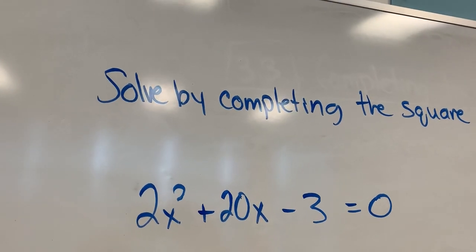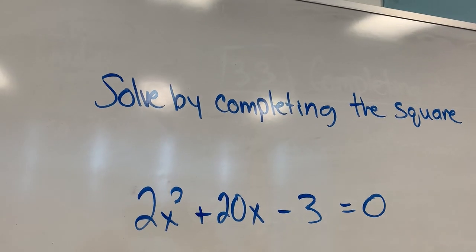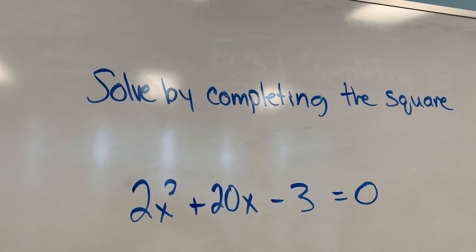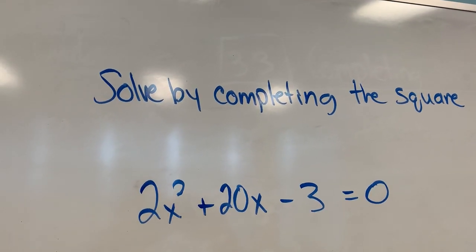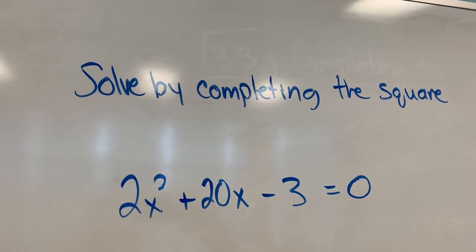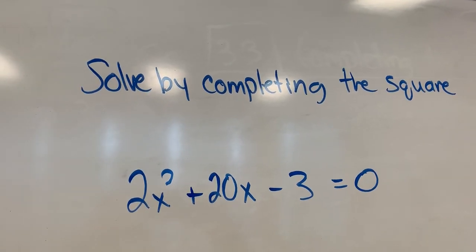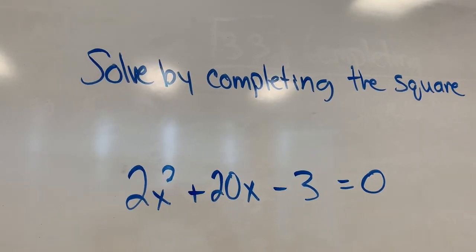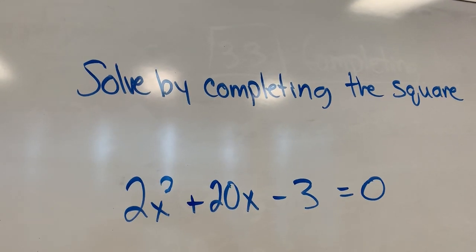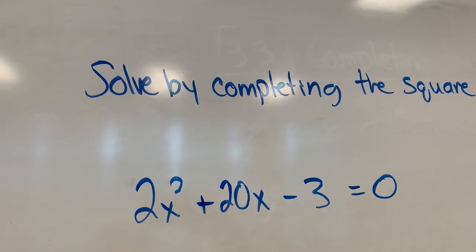We could graph this and find its zeros. We could also use the quadratic formula that we'll learn in 4.4. There are some faster ways of doing this one, even though it doesn't factor nicely, than completing the square. So the only time I want you to complete the square is if the question says, by completing the square.